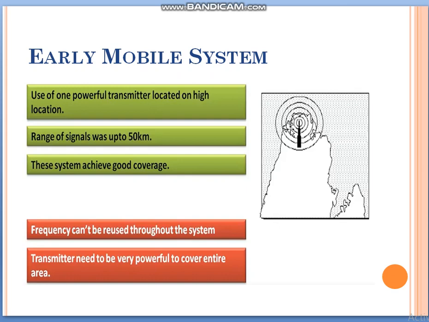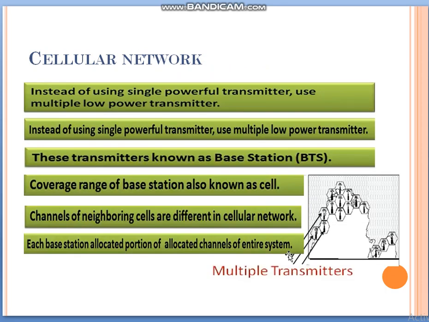The transmitter is located at a high location and its range is large, covering a large area, around 50 kilometers. But the problem is that it does not use a frequency reuse concept, and when a user goes out of this range, the signal is not covered. The transmission needs to be very powerful to cover the entire area. And in the cellular network we use multiple transmitters.